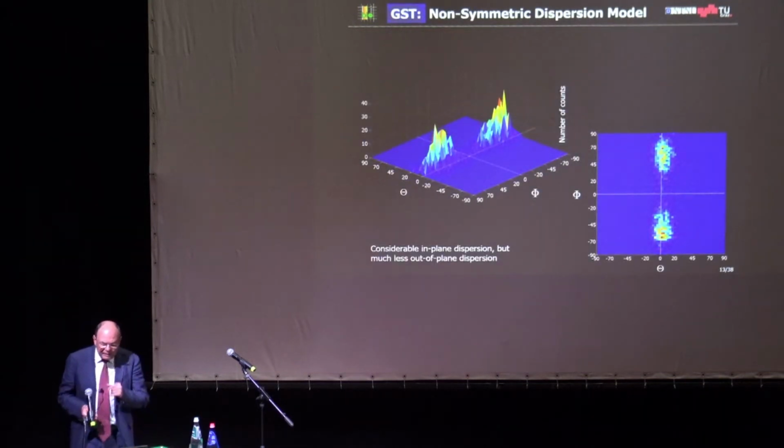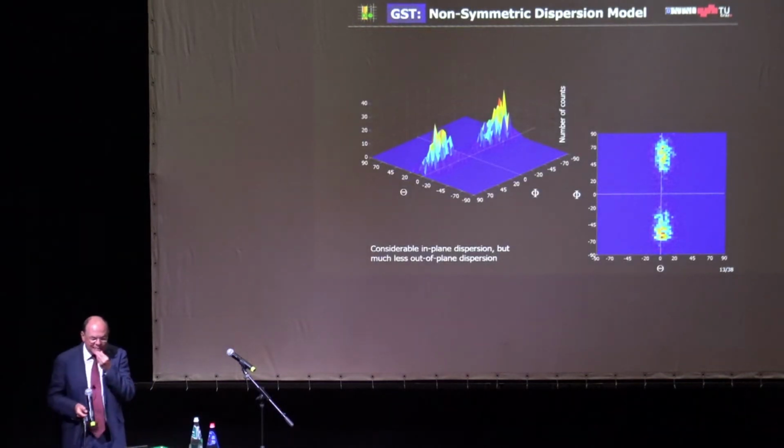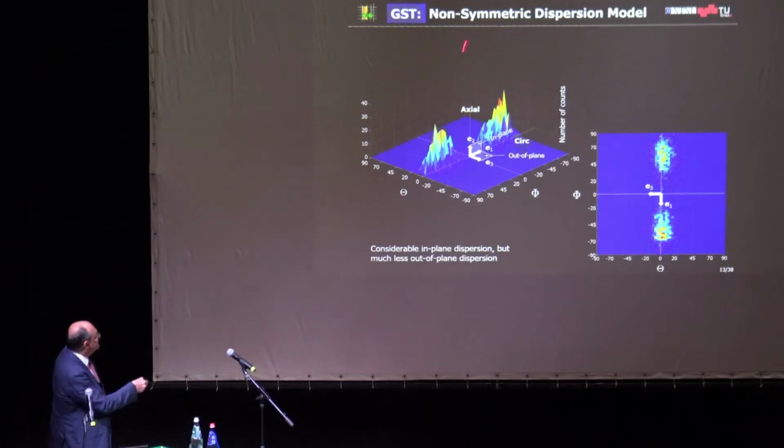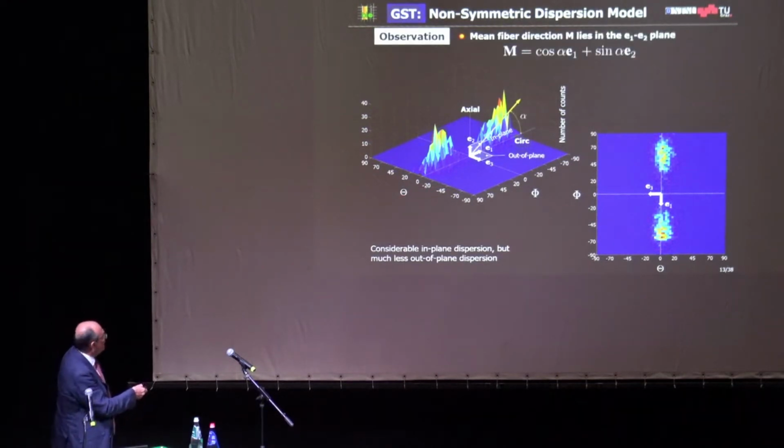So now let me briefly explain this model. You see here these two peaks, as I have shown previously, and these are the peaks from above. This is the in-plane dispersion. Here you have the circumferential direction of the aorta, and this is the axial direction. So basically, you have the mean fiber direction I call M, and M is cos alpha E1 plus sine alpha.